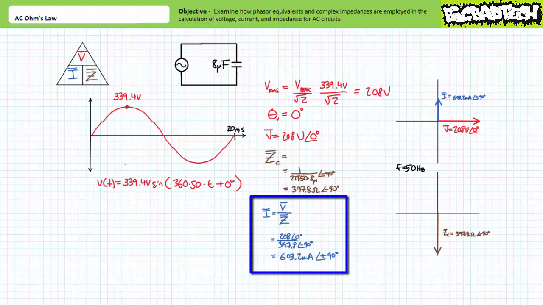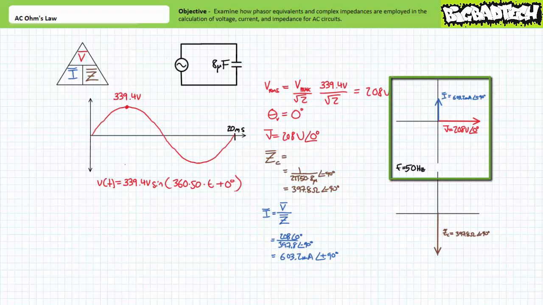Doing so yields I equals 603.2 milliamperes at an angle of positive 90 degrees, where 603.2 milliamperes is the effective value of a resultant sinusoidal current and is phase shifted by positive 90 degrees, meaning it's leading our agreed upon reference by 90 degrees. Additionally, since the above conditions were established at 50 Hz, it is assumed current also has a frequency of 50 Hz. Note the phasor diagram shows I leading V by 90 degrees.